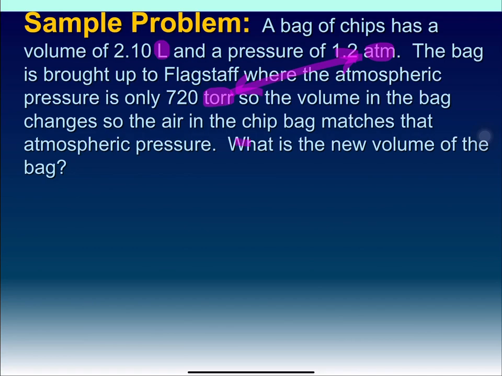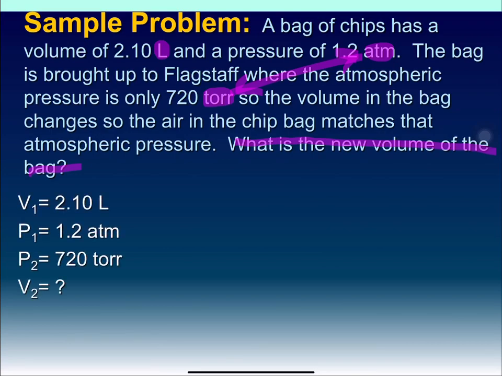Anyways, so what is our new volume of our bag? Like I mentioned, we have 1.2 ATM and 720 torr. It doesn't matter which one we use, torr or ATM, we just have to convert them both to the same units. So again, I like to write down what I know. I notice that these are different, so my first step is going to be to convert them. 720, this shouldn't say kilopascals, this should say torr.